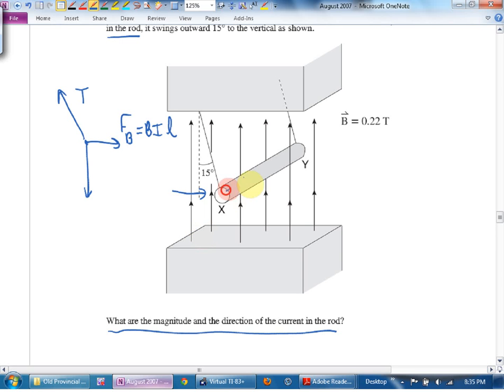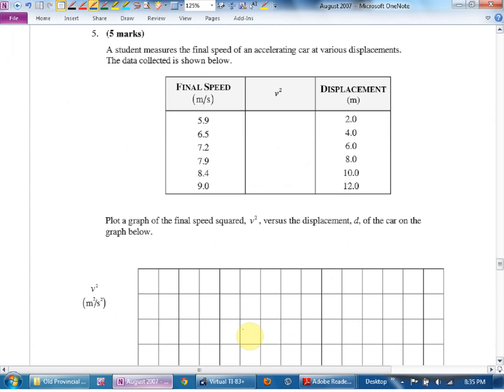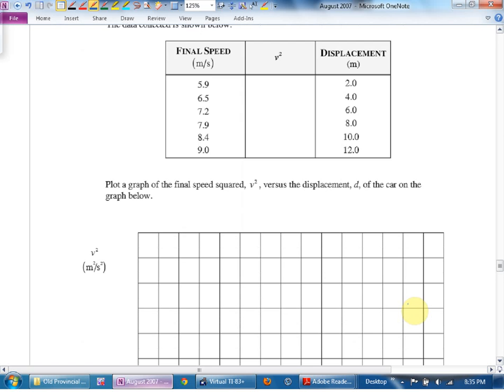Next we're on the graph. Oh, you get to graph this one. Graphing final, oh, they want you to graph V squared versus distance. Slope in the line of the line of best fit. I guess, yeah, bring a ruler. I'll have a few up there, I guess.